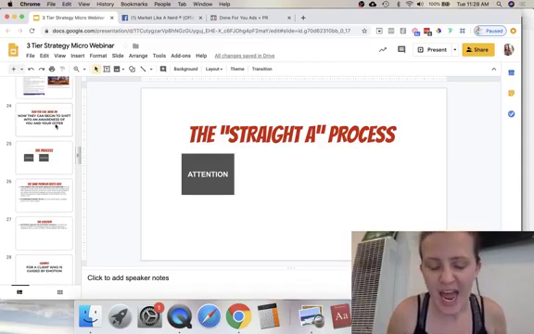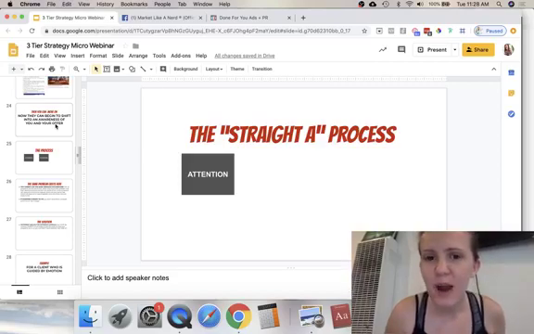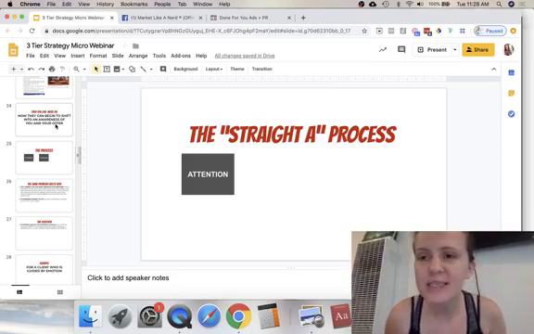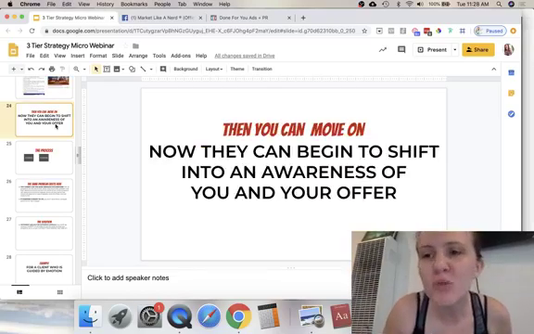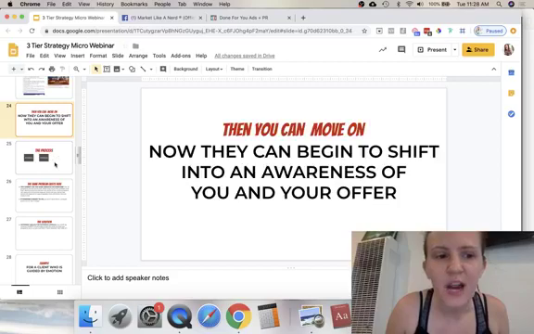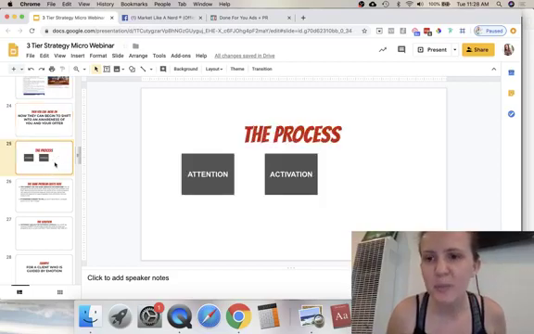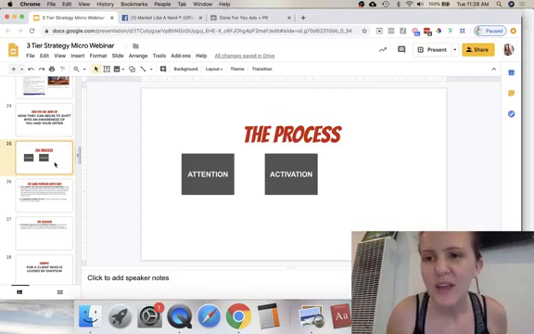Once you have ads that shift them into a level of awareness of their problem, shift them into a level of awareness of the desired outcome, at that point, then you can move on. Then you can begin to shift them into an awareness of you and of your offer. And that's where this second piece in the process comes into play. That's activation. Well, now you've got their attention. They're in the right frame of mind. So now you can activate them as a lead or a buyer.